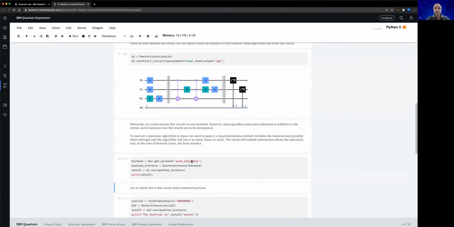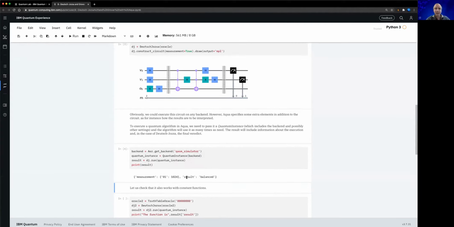Okay, so here, if I run this, I obtain the measurement, which in this case was run 1024 times, and in all the cases, we obtain 0, 1, and the result, and this is the interesting thing, is that the function is balanced. So I don't need to remember what the possible outputs are. This is something that is already programmed.